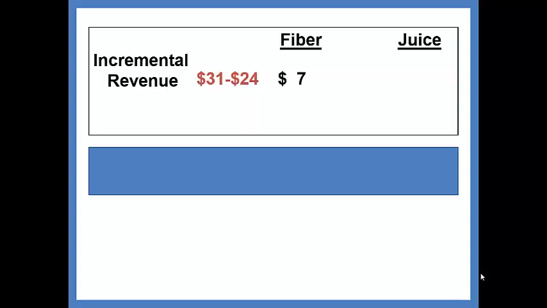All right, so we have our two products, fiber and juice, and what we want to look at is, will the extra revenues generated exceed the extra cost incurred for each of these products? So if we process fiber further, we get an extra $7 because the industrial fiber sells for $31, and at the split off point the fiber sells for $24. So we'll get an extra $7 if we process it further.